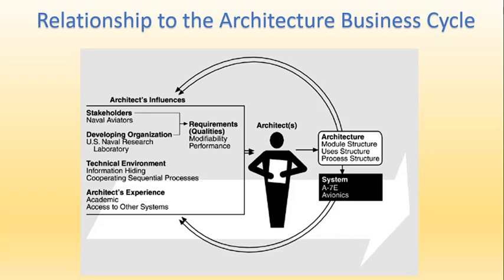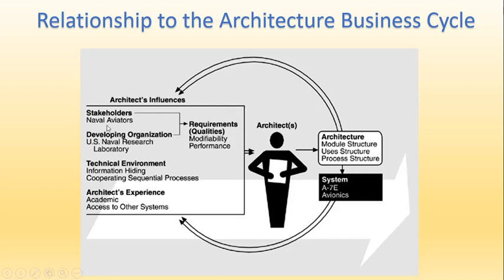Now come to this point, the architecture business cycle. How is this 7E related with the architecture business cycle? In any ABC, we have this template. In the ABC, we use these points: stakeholders, architect influence, developing organization, technical environment, architect experience, requirements, and architecture model structure. This diagram is more important. For any case study related to ABC, we use this template.